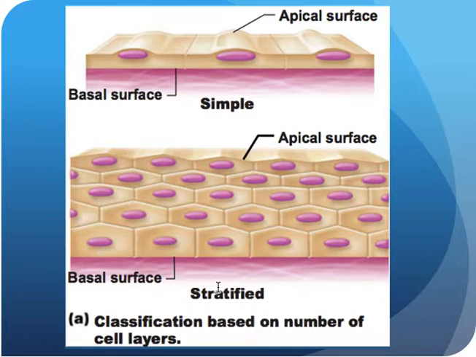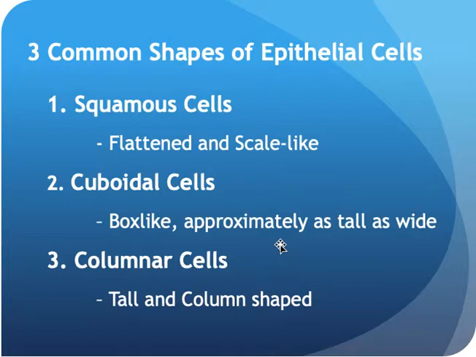Let's look at some pictures here. We can see that this one is simple, because I only have one layer of cells, and this one is stratified because I have lots of layers, and a lot of times you're looking at the nuclei stacked up on top of each other. So, three common shapes of epithelial cells. I have squamous cells, which are squashed, flattened and scale-like. I have cuboidal cells, which look like a cube, box-like, almost as tall as wide. And then I have columnar cells, which are tall and column-shaped.